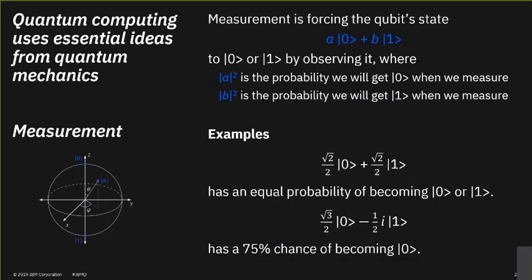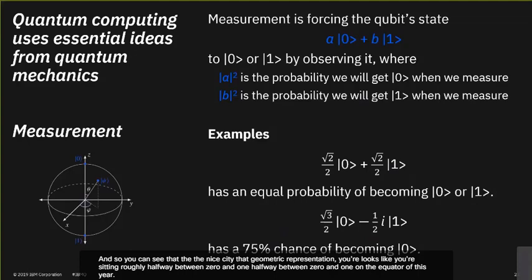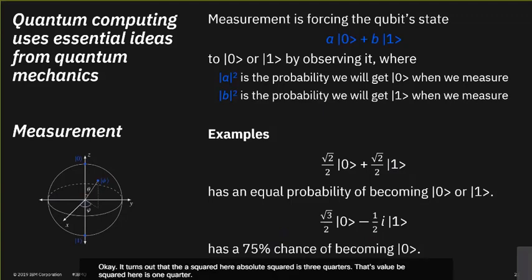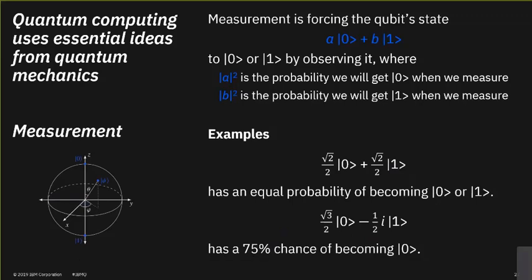That particular superposition with the square root of 2 over 2's is actually a point on the equator. You can see the nicety of the geometric representation: you're sitting exactly halfway between 0 and 1 on the equator of the sphere. And so the probability that you would measure a 1 value or a 0 value is 50-50. Take a look at the next superposition. Square root of 3 over 2 times Ket 0 minus 1/2 i times Ket 1. It turns out that the absolute value of A squared here is 3/4. The absolute value of B squared here is 1/4. So you have a 75% chance of measuring yourself in the 0 state, the ground state energy, and a 25% chance of measuring yourself in the excited state, Ket 1.